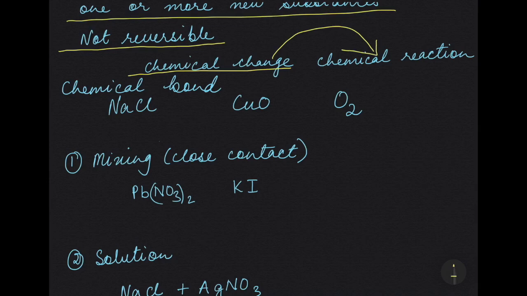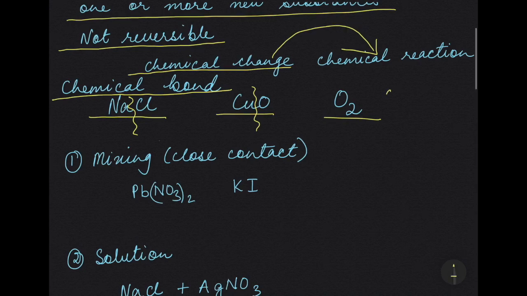Now, when we talk about different chemical compounds, sodium chloride, copper oxide, or an element like oxygen, the atoms that are present in these compounds or the elements are held in position by a chemical bond. Okay, so there is a chemical bond between sodium and chlorine in sodium chloride, between copper and oxygen in copper oxide, and between two oxygen atoms in oxygen.